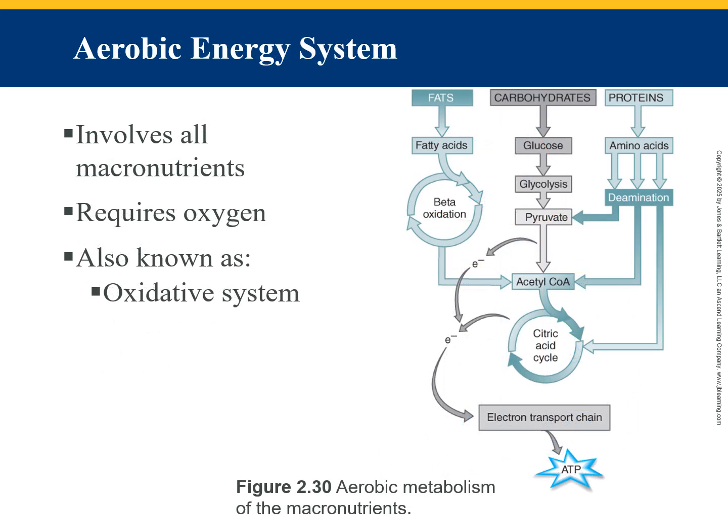The aerobic energy system requires oxygen, and all three macronutrients can be metabolized aerobically. The fats need to go through what's referred to as beta oxidation first to be fed into the citric acid cycle. Carbohydrates must first go through glycolysis, and proteins are on the far right. They need to be broken down, and first the nitrogen has to be broken off, and that's deamination.